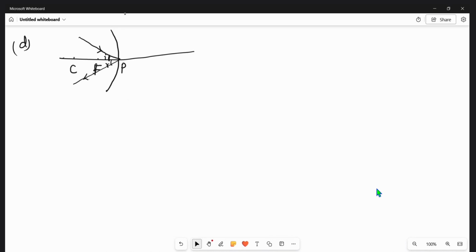Okay, so when a ray comes parallel to the principal axis, it passes through the focus. And when a ray passing through the focus falls on the mirror, then it will be parallel to the principal axis. Then another one, when a ray is passing through the center of curvature and falls on the mirror, it retraces its path. Another one, when a ray is falling on the pole, it obeys the law of reflection. That is, angle I will be equal to angle R.